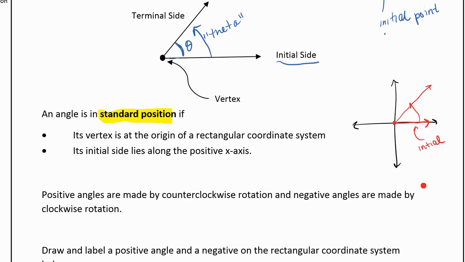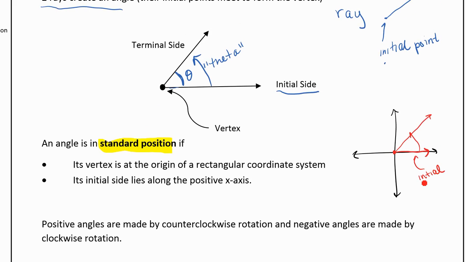Now we can actually have positive angles and negative angles. So positive angles are made by counterclockwise rotation, so this would have been a positive angle. And negative angles are made by clockwise rotation. So if we had started an angle here and we had gone this way, say we had gone up here, what I just drew, this rotation in a clockwise manner would be a negative angle.